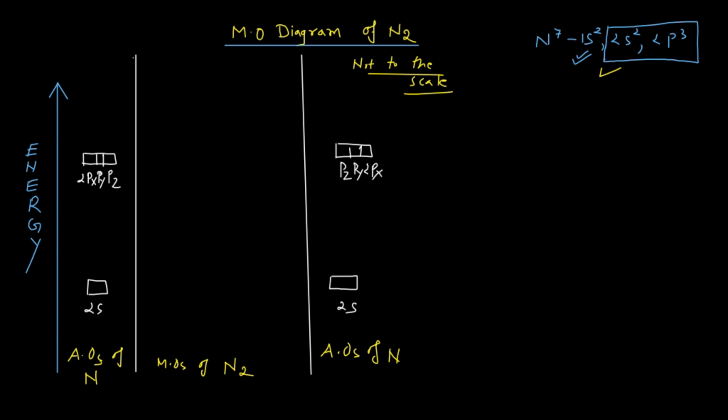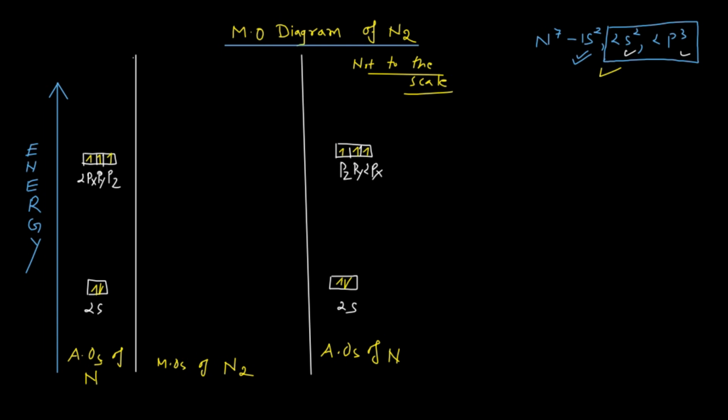Now for the electrons: you see 2 electrons in the 2s and 3 electrons in the p. So you will fill the electrons here, 1, 2 and 1, 2, 3, in the light of Hund's rule. Here again, this is 1, this is 2, this is 3. Now we will apply the molecular orbital theory.